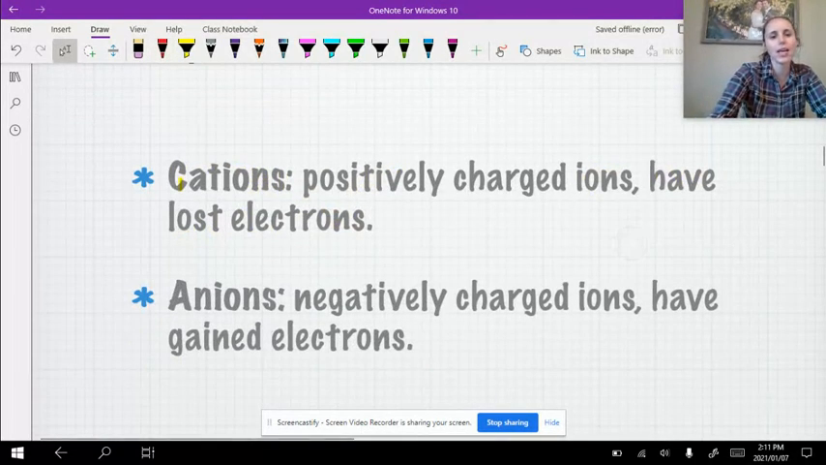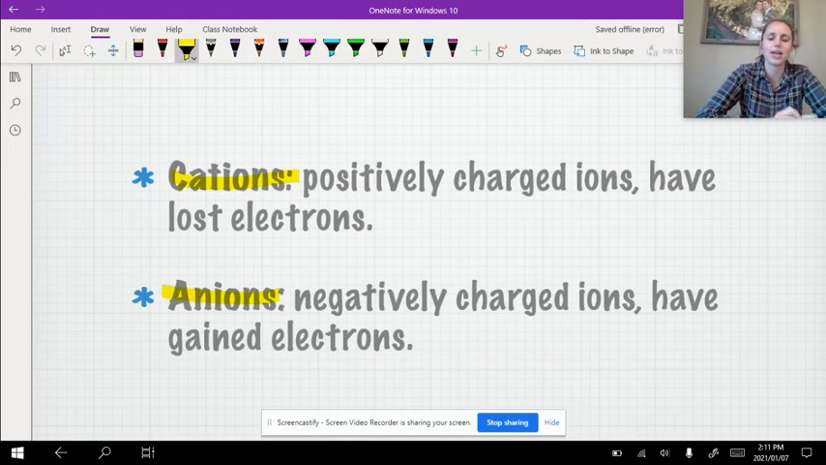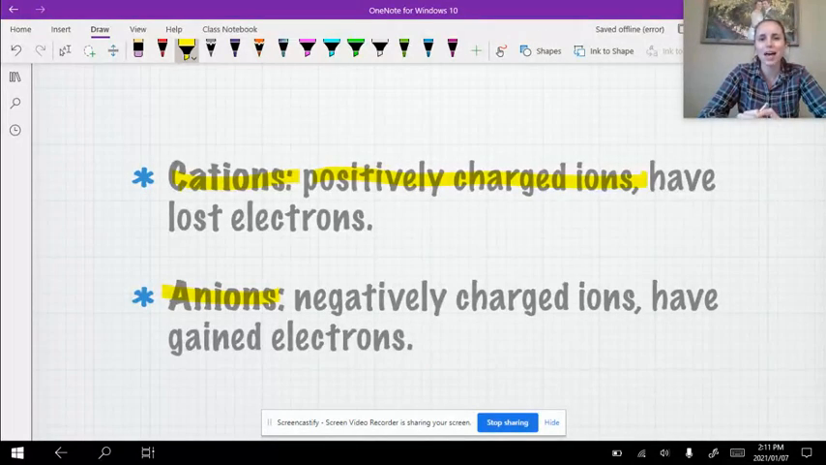Because of this, we have two different types of ions: cations and anions. Cations are positively charged ions. To become positively charged, you must have lost electrons. Just a reminder that only electrons can move. Electrons are on those outside shells, those outside orbits. Protons are in the nucleus, they can't move. So in order to become positive, I can't gain positives, I must lose negatives. Positively charged ions have lost electrons.